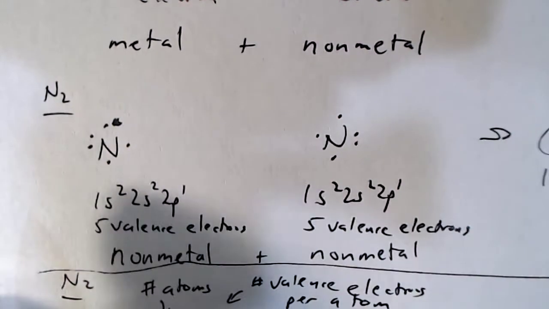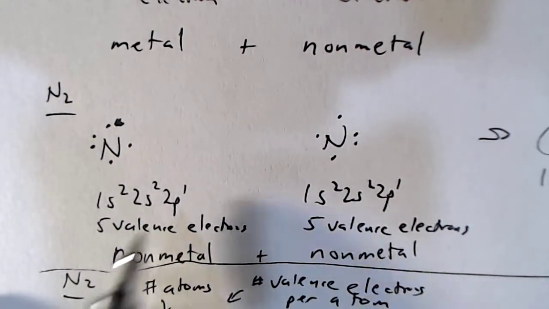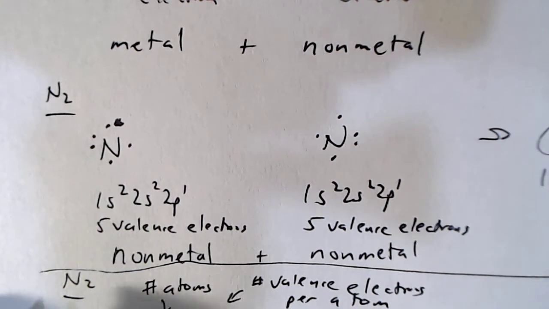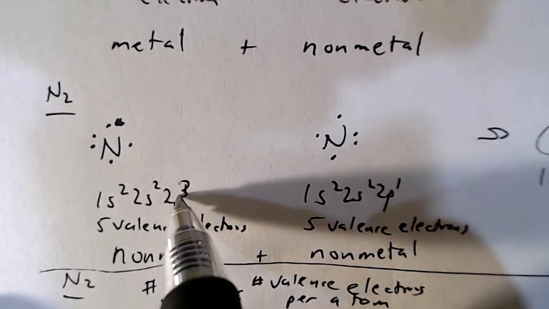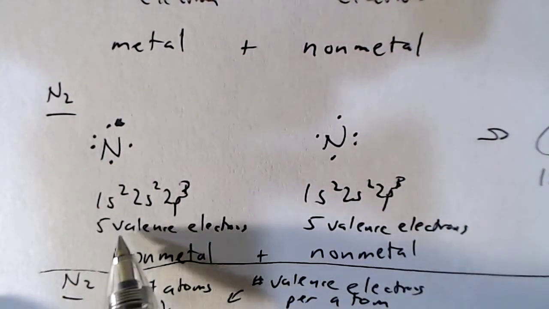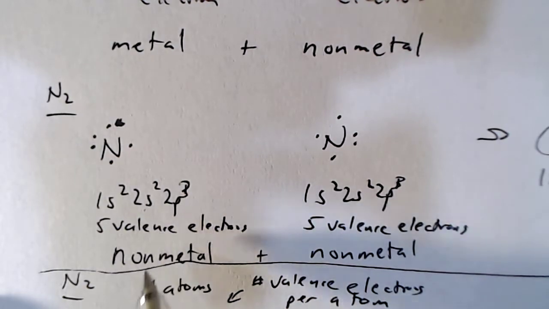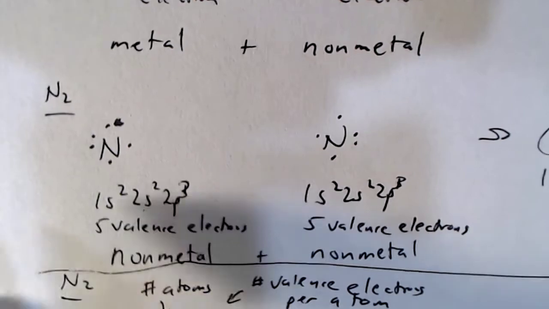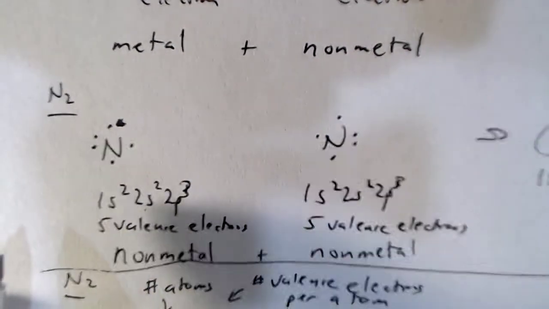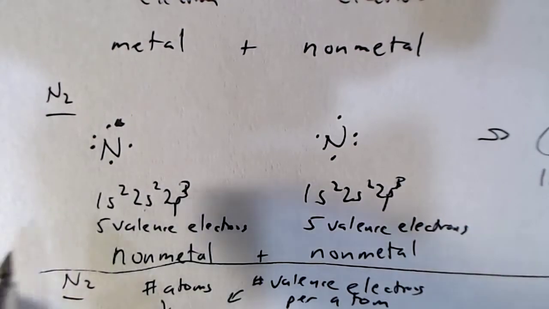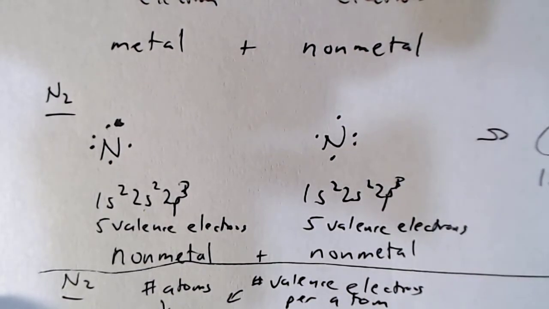So nitrogen, its electron configuration is 1s2, 2s2, 2p1. It has 5 valence electrons. Actually, correction, it's 2p3. It has 5 valence electrons, 2 in the 2s subshell and 3 in the 2p subshell. Those 5 valence electrons are represented by these 5 Lewis dots. Each of these dots is a valence electron. Nitrogen has 5 valence dots, and this nitrogen has 5 valence dots.